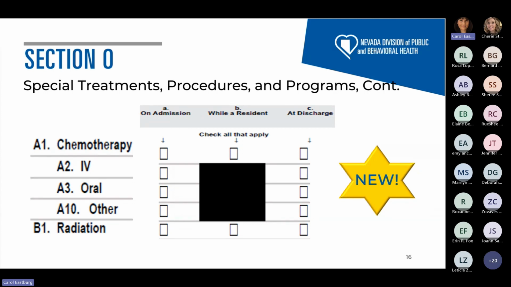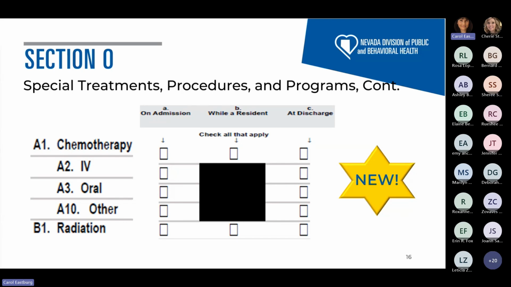Likewise, hormonal and other agents given to prevent the recurrence or slow the growth of cancer should not be coded here, as they are not considered chemotherapy for the purpose of coding the MDS. And by the way, chemo administered via a feeding or PEG tube would be coded as A3 oral. You can see information on that in the manual, page O-4.